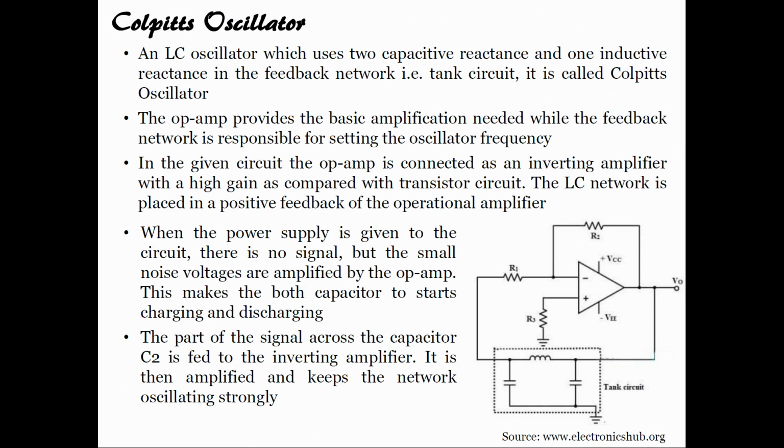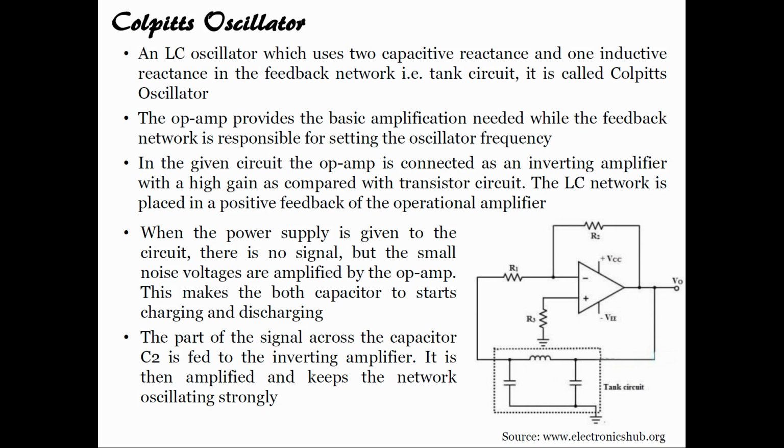Next is the Colpitts oscillator. Here we are using 2 capacitors and 1 inductor. In this oscillator, as we see here in the tank circuit, there are 2 capacitors and 1 inductor. Here the Opamp provides the basic amplification needed with the feedback network. In the given circuit, the Opamp is connected as an inverting amplifier with a high gain compared with a transistor circuit.